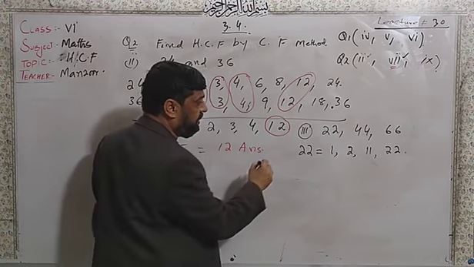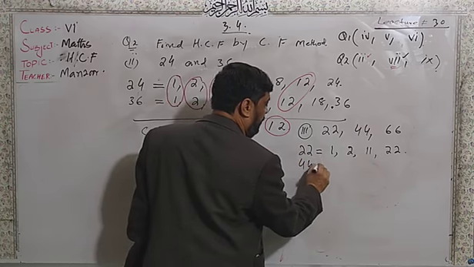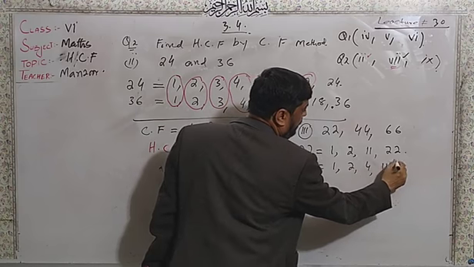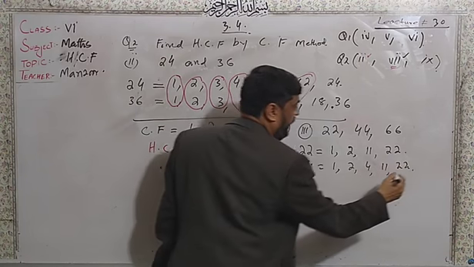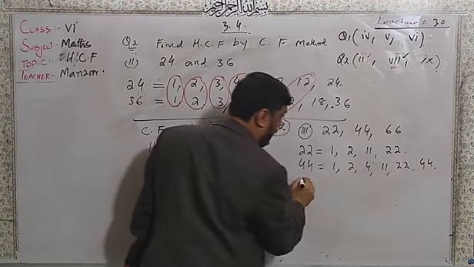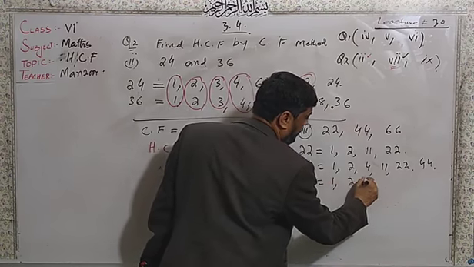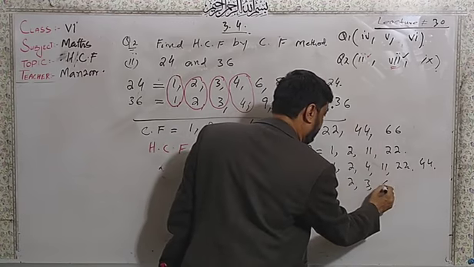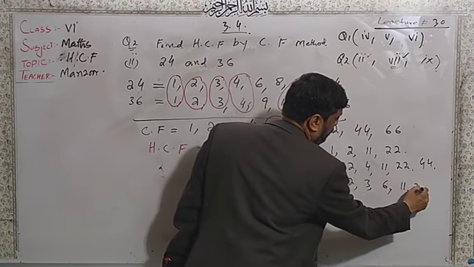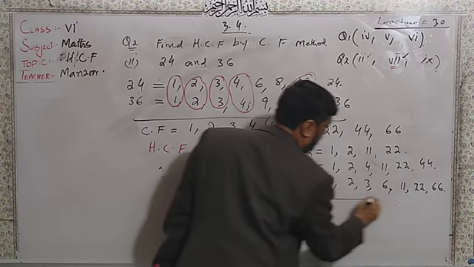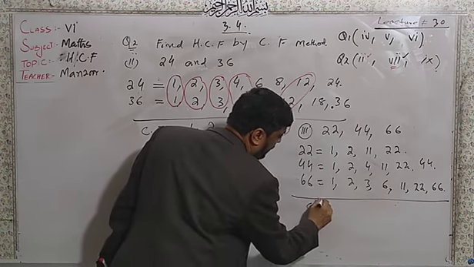These are the factors. And then 44, I write 1, then 2, then 4, then 11, then 22 2 times, and it's then 44. After that 66, I write 1, then 2, then 3, and after that 6, then 11, then 22, and after that the same itself. Here is the same position. I will find the common factor.